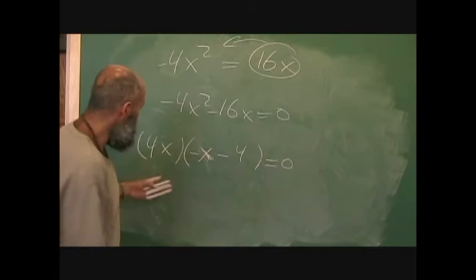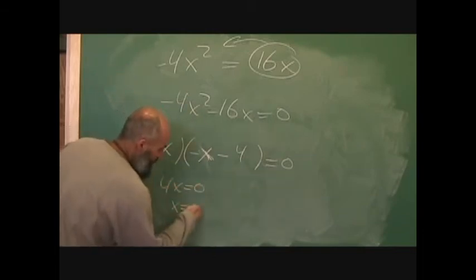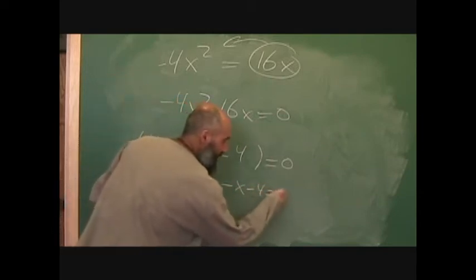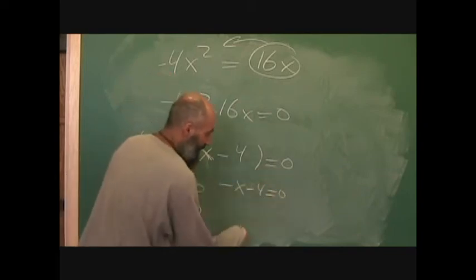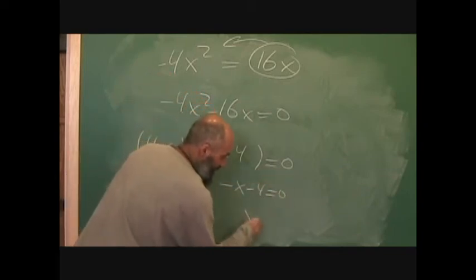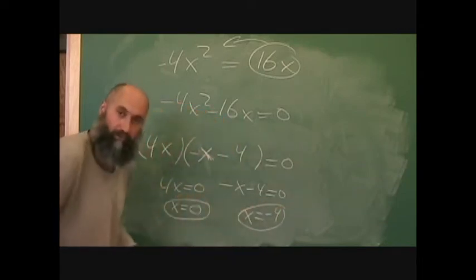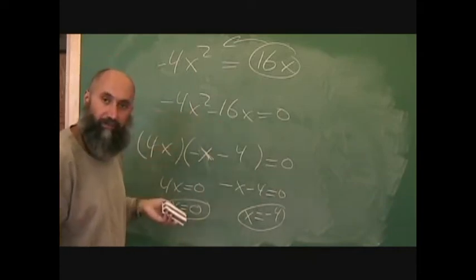And again, you solve for this, you set each one equal to 0. So 4x is equal to 0, so x is equal to 0. Over here, you got negative x minus 4 is equal to 0. That's a negative x, so I'm just going to bring that over instead of bringing the negative 4 over. So it's going to be x is equal to negative 4. And those are our solutions, right? Simple as that. All you do is take out a GCF.